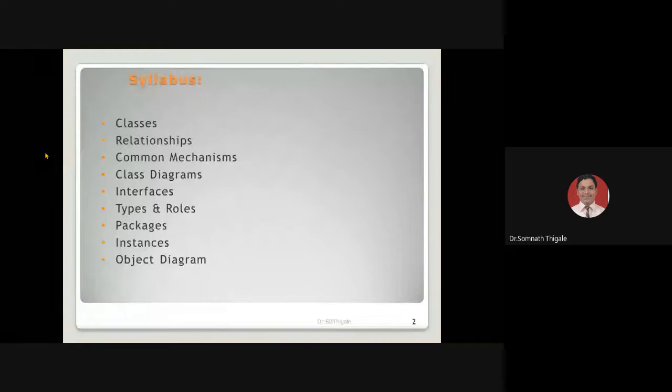relationships, starting from association, then multiplicity, then dependency, then generalization, then realization, then the is-a-part-of relationship, that is either aggregation or composition. Aggregation is a weaker type of relationship and composition is a stronger type of relationship.